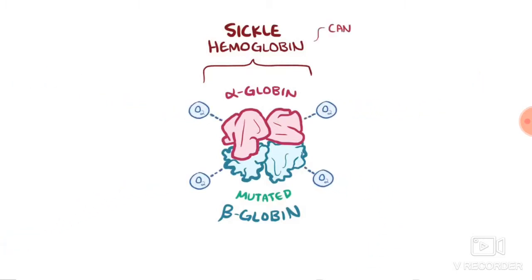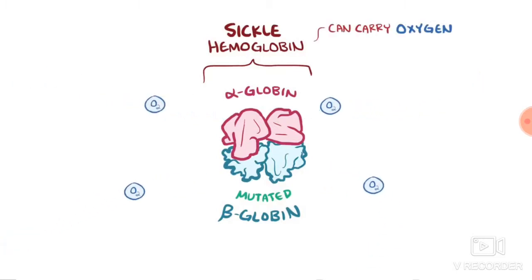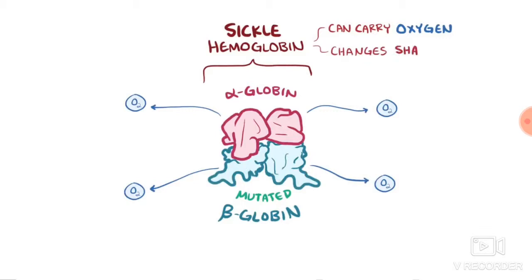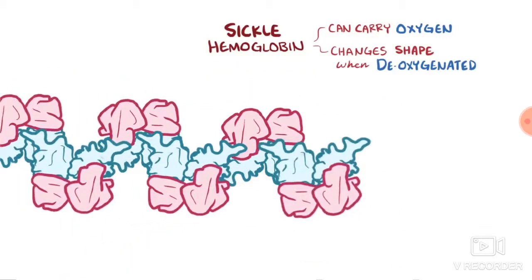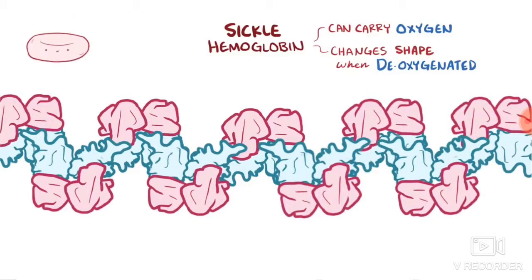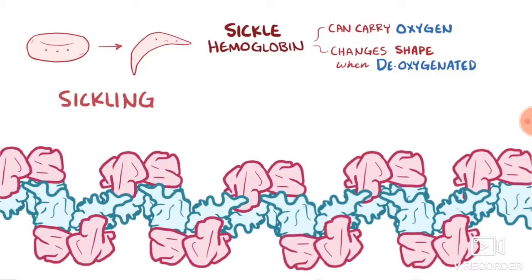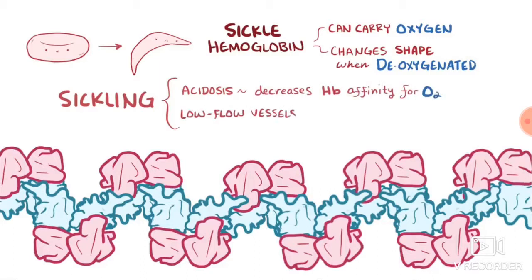HbS carries oxygen perfectly well, but when it's deoxygenated, HbS changes its shape, which allows it to aggregate with other HbS proteins and form long polymers that distort the red blood cell into a crescent shape, a process called sickling. Conditions favorable for sickling include acidosis, which decreases hemoglobin's affinity for oxygen, and small, low-flow vessels where red blood cells' hemoglobin molecules have plenty of time to dump lots of oxygen molecules.